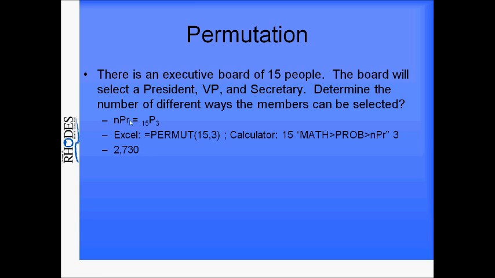General rule of thumb, if you're not sure, how do I know it's not 3P15? Well, the general rule is it's always the bigger number first, because you have your sample, which is always the biggest, and then you're trying to determine how many different ways can be selected. So usually it's always the bigger number first.